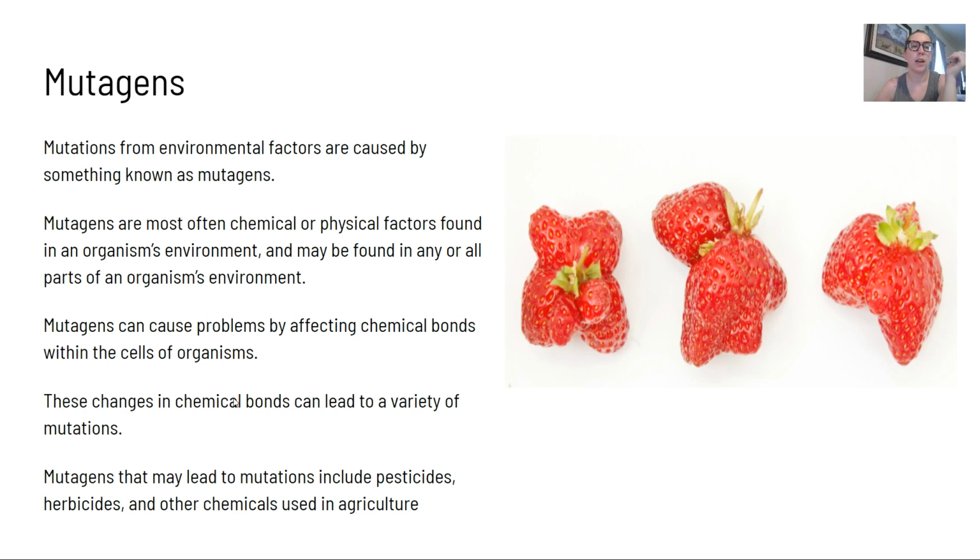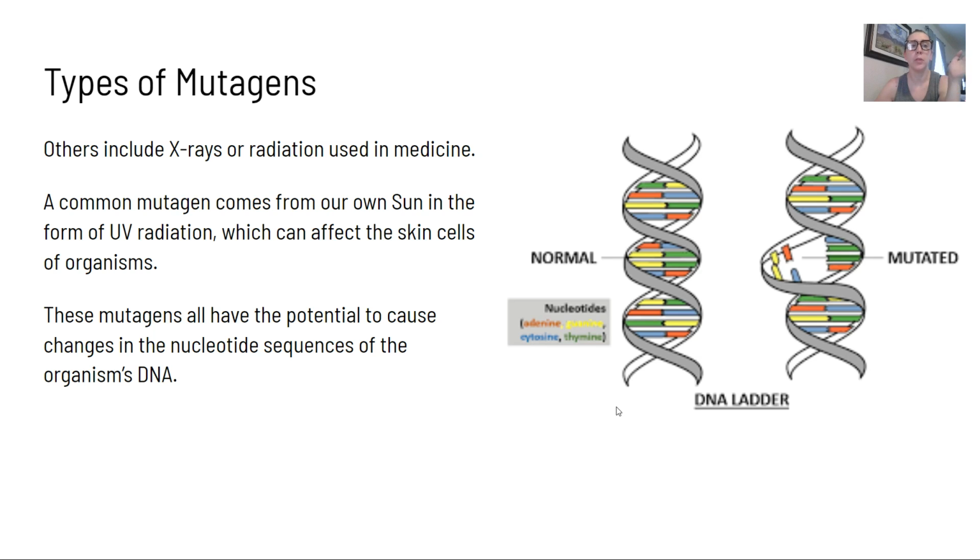Mutagens that may lead to mutations include pesticides, which we put on strawberries, right? As we're growing them, herbicides and other chemicals used in agriculture. Other types of mutagens might include X-rays or radiation used in medicine. A common mutagen comes from our own sun in the form of UV radiation, which can affect our skin cells and skin cells of other organisms.